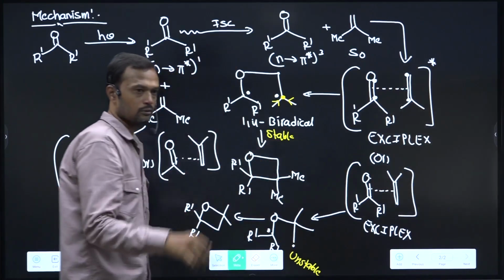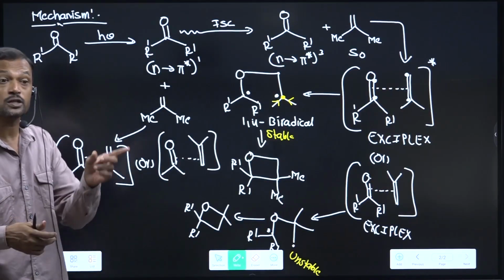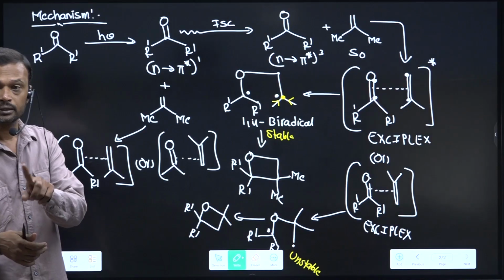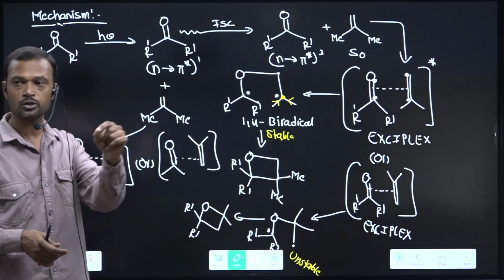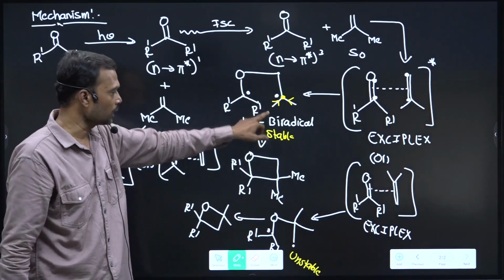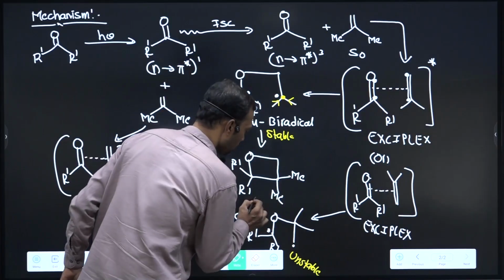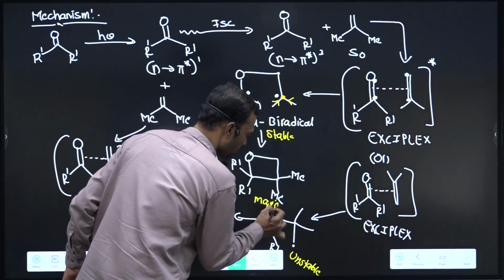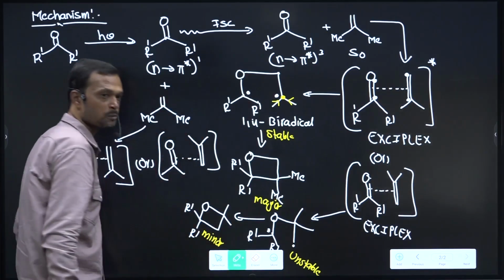See one point I have given: after exiplex formation, always the reaction proceeds with a stable radical. That point I have given. This is stable and this is unstable. So now this cyclization is found to be major and this is found to be minor in the case of triplet participation.